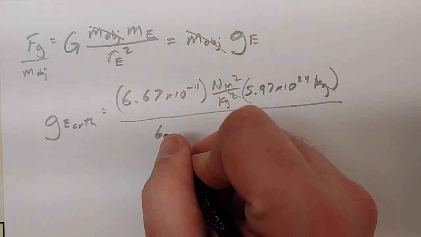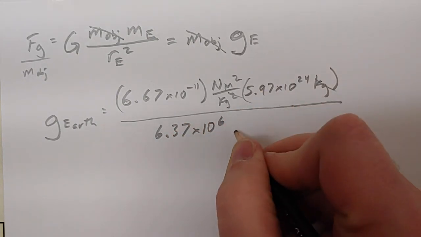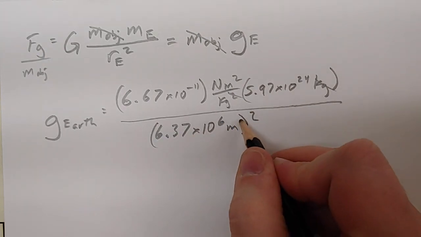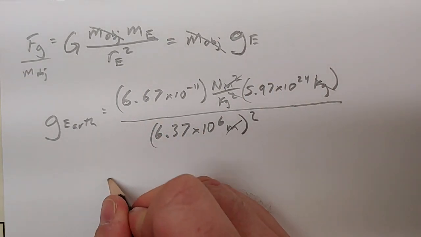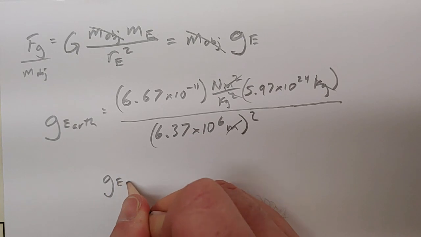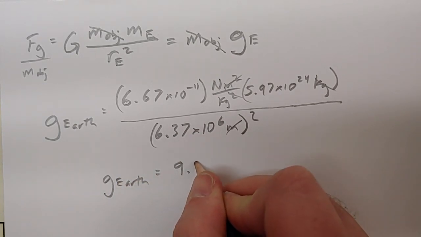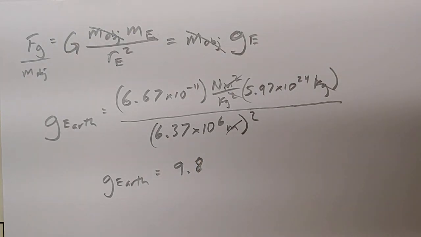We said that was 6.37 times 10 to the 6th meters. Of course, that gets squared. So we'll have our meters that get squared and our meters squared up here. And so if we crunch all this out, sure enough, we get g for the Earth comes out to about 9.8, which is the value that we use because it's the value that it is.